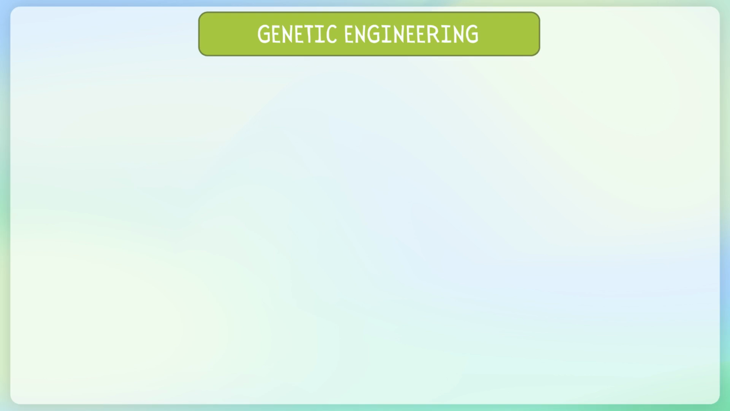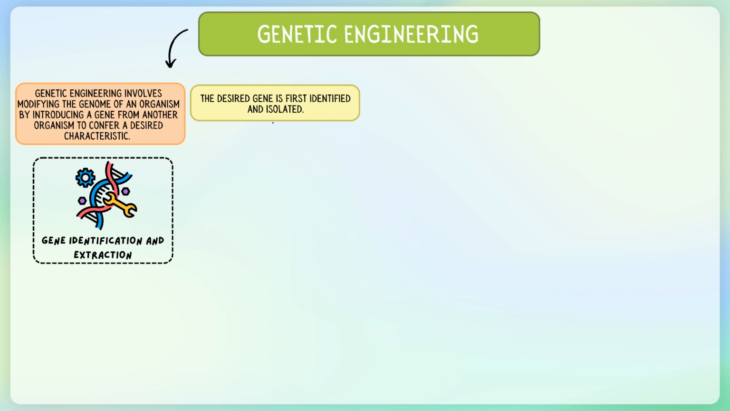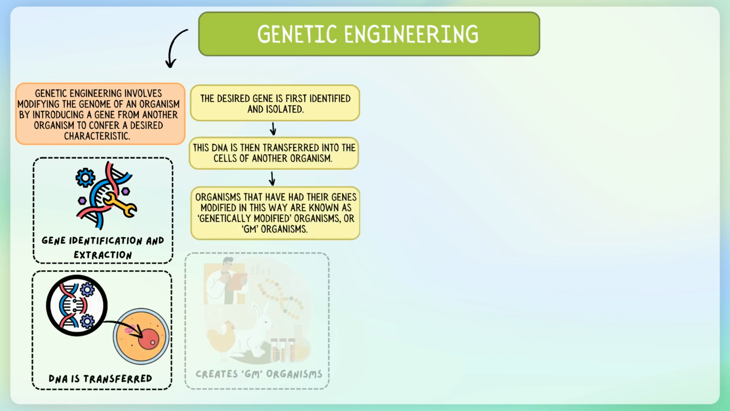In today's lesson, we focused on the concept of genetic engineering, which involves modifying the genome of an organism by introducing a gene from another organism to confer a desired characteristic. We then explored the basic principles of genetic engineering, including the process of identifying and isolating a desirable gene. This gene is then incorporated into the target organism.